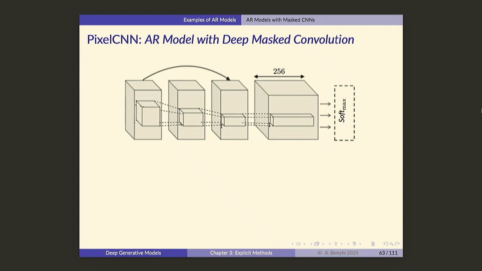So this is the way that you do it. You essentially do multiple layers, so many layers of convolution, and all of them are masked. It means that the pixel itself and the future pixels are masked out. One tiny thing: typically when you do masking, you mask the filter itself in the first layer, but in the next layers you don't need that.